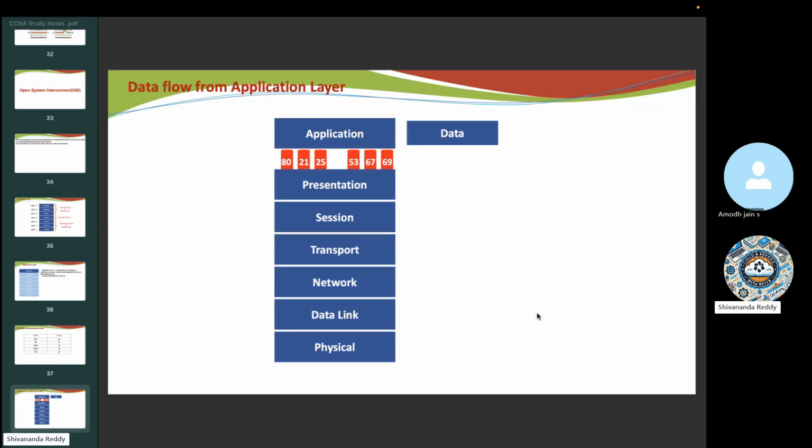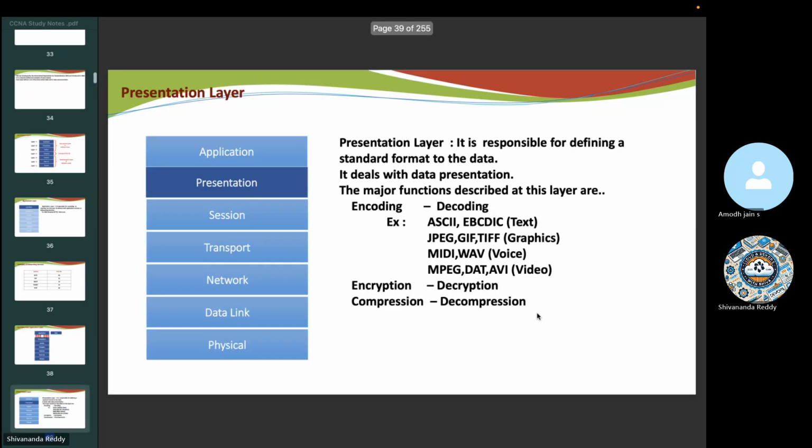Then data flow from the application layer. How the data will flow: look at the port numbers there, 80, 20, 25, 53, 67, 69. In the application layer, we enter the URL using one of the port numbers. If you enter that, it will go to the presentation layer as data.